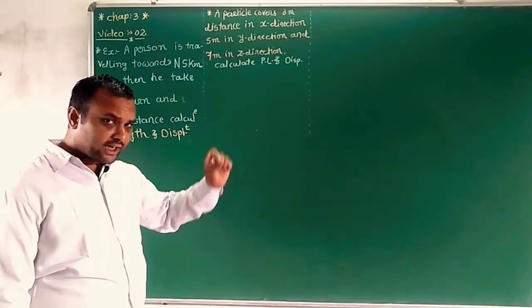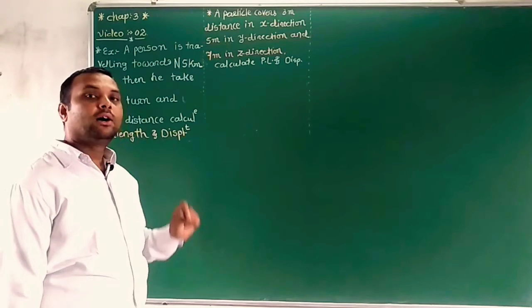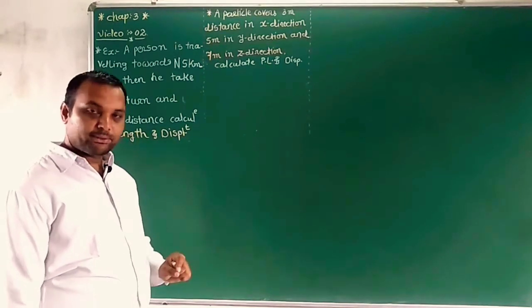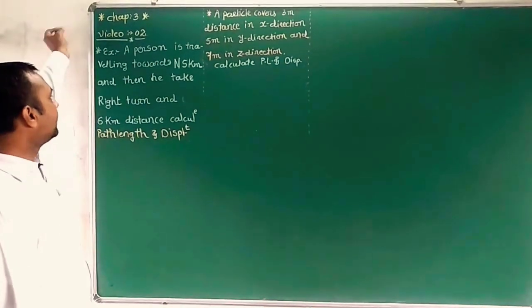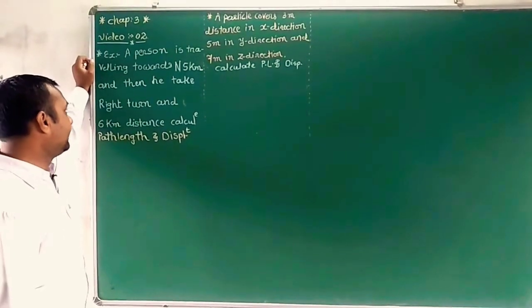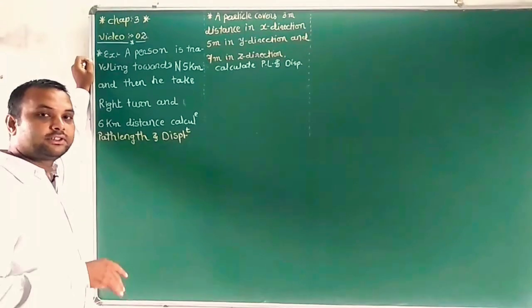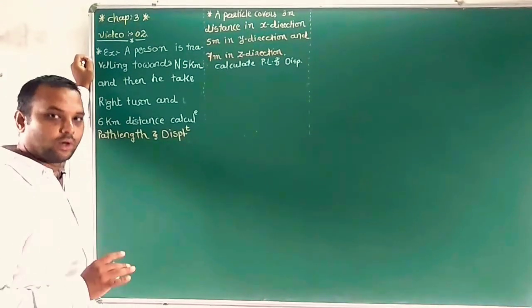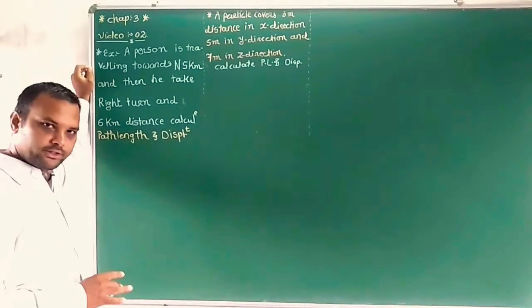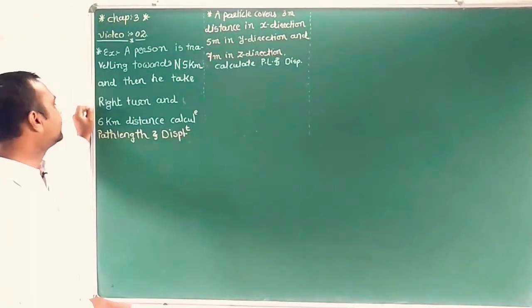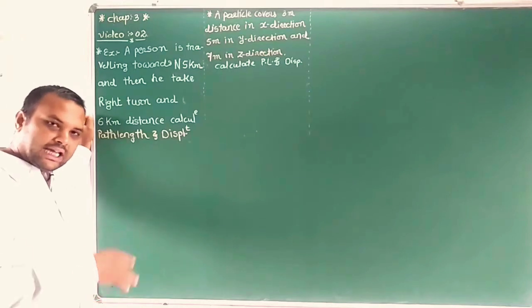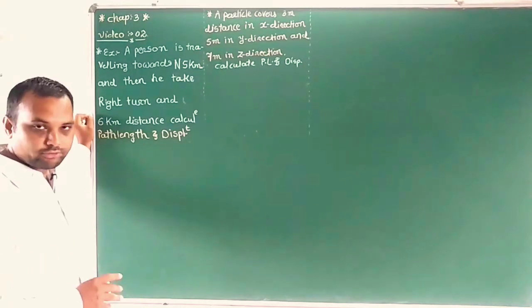Okay, we have just checked the characteristics of path length as well as displacement and what the formula is. Now in the numerical, a person is traveling towards the north, 5 kilometer, and then he takes a right turn and covers a 6 kilometer distance. Calculate the path length and displacement.